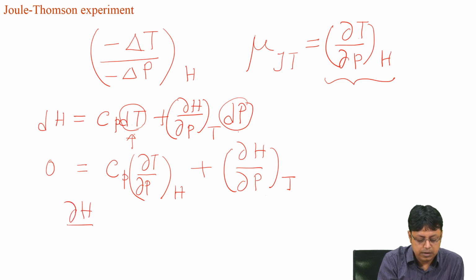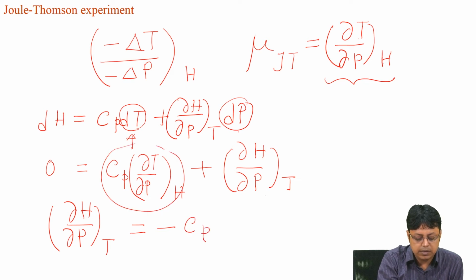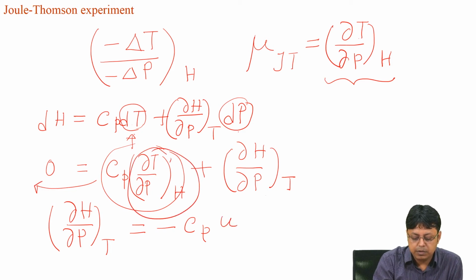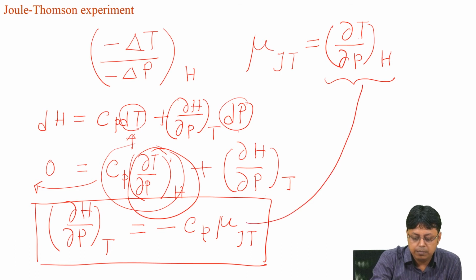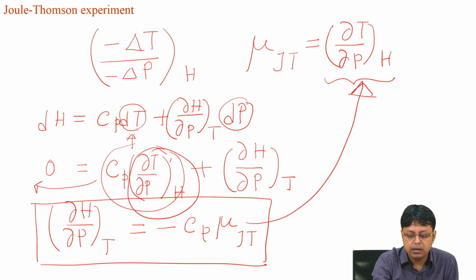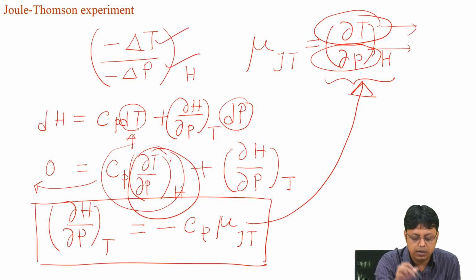Del H del P at constant T is nothing but minus Cp times this term, because we are moving this term to the left hand side, and this term was already defined as mu JT. So Joule and Thomson did this experiment where they measured mu JT by measuring the change in temperature as a function of pressure, and they are measuring the temperature drop as a function of pressure drop, as is shown here.